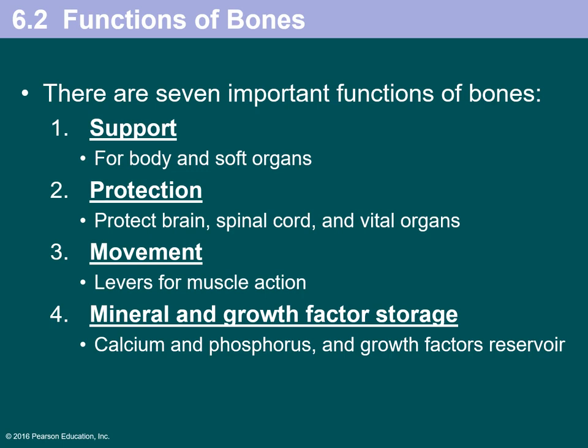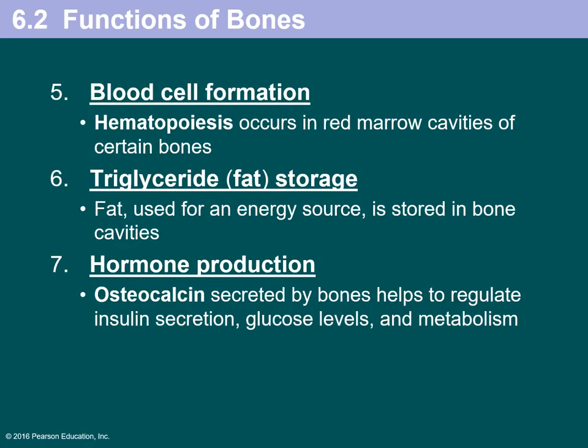Bone's also important for both mineral and growth factor storage. Things like calcium, when there's excess of it in the blood, it gets stored in the bone matrix. It's important for blood cell formation. Hematopoiesis is the production of new blood cells, especially red blood cells. So it's occurring in the red marrow, which is found in the medullary cavities of certain bones, especially your long bones.